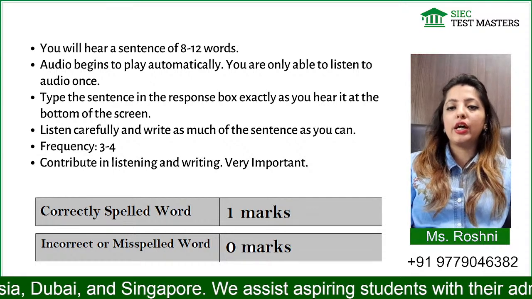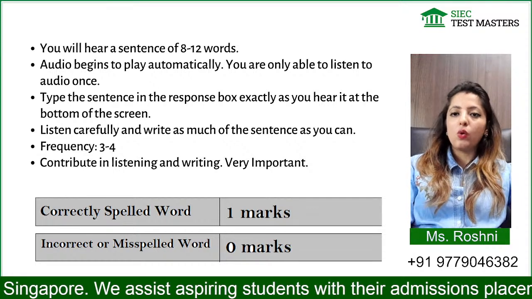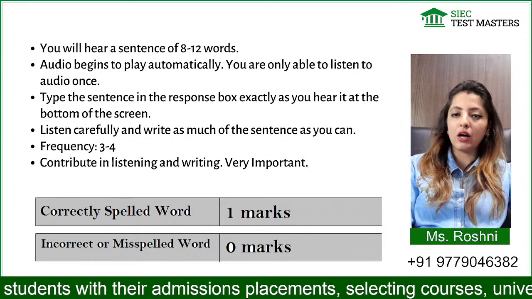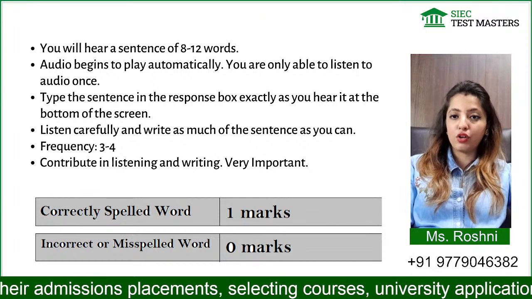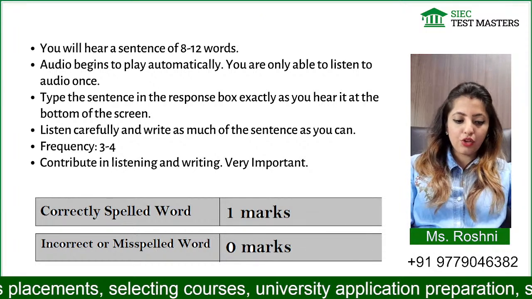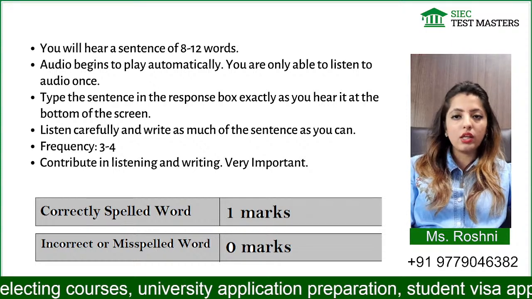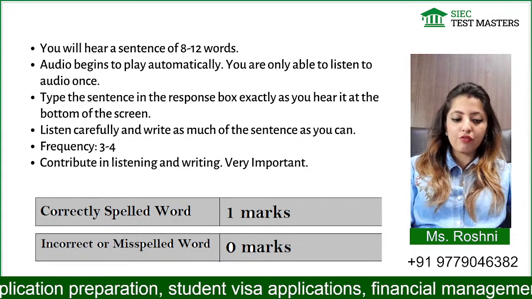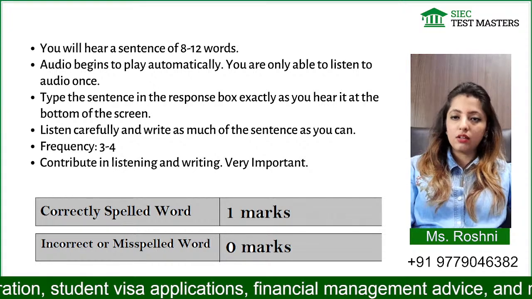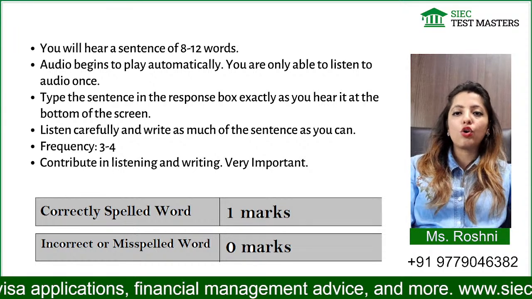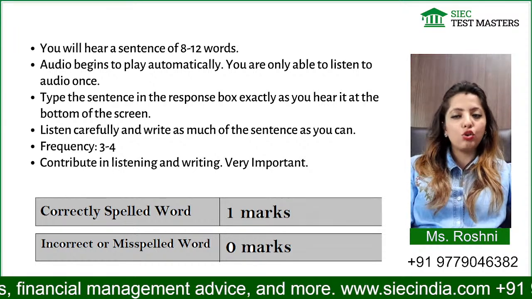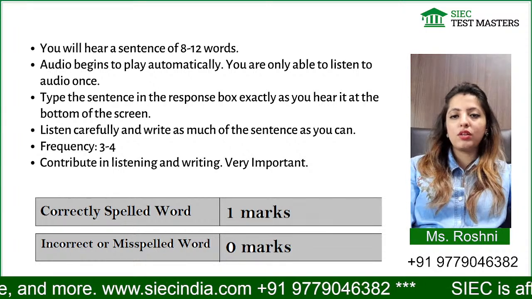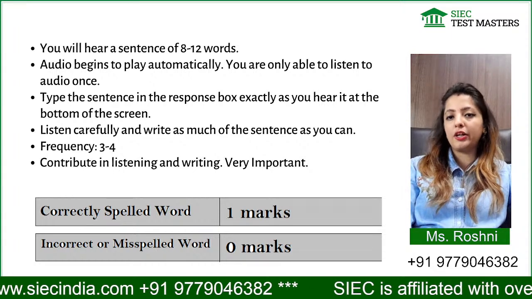This will help you save some time, and once the audio is done, you can quickly write it down or type it on the screen, and check for spelling errors and move on. The frequency is around 3 to 4, and this is a very important question as it gives marks to writing as well as to listening. Every correctly spelled word will give you 1 mark, and an incorrect or missed word will give you 0 marks. So there is no negative marking, and if there is any confusion with the words you are thinking of, you can go for writing both.